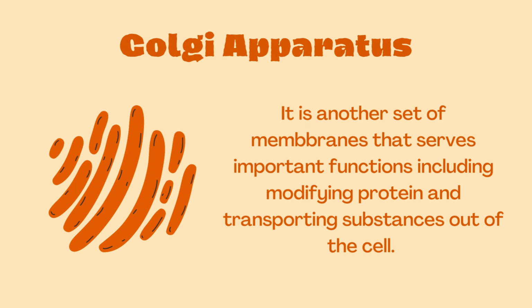They are made by the Golgi apparatus. Now, what is the Golgi apparatus? It is another set of membranes that serves important functions, including modifying proteins and transporting substances out of the cell. It was discovered by Camillo Golgi, and thus its name comes from the scientist who discovered it. It transports the proteins and lipids formed by the endoplasmic reticulum, and thus it is known as one of the transportation parts of the cell. So this is about the Golgi apparatus.